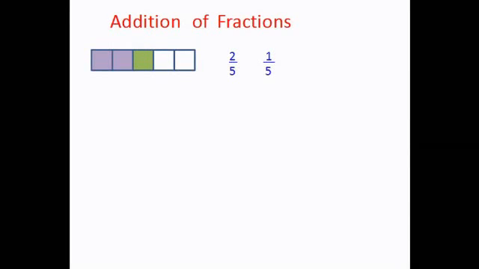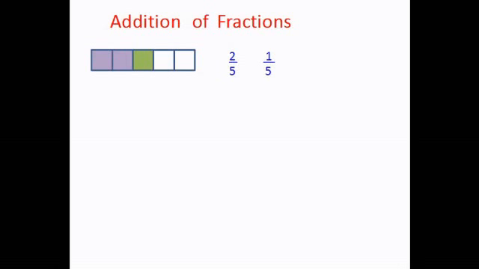Now let's see how to add fractions. I have this rectangular stripe in front of me, and if you look at the stripe, you can see that 2 out of the 5 parts are colored in purple and 1 part out of 5 is colored in green. So if I have to write that in terms of fractions, I can say that 2 over 5 of the stripe is in purple and 1 over 5 is in green.